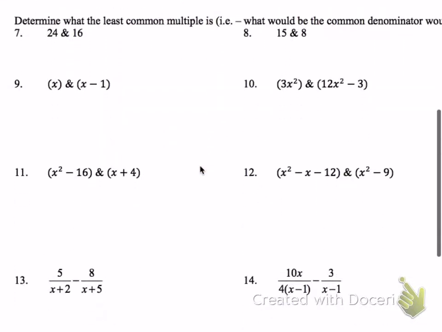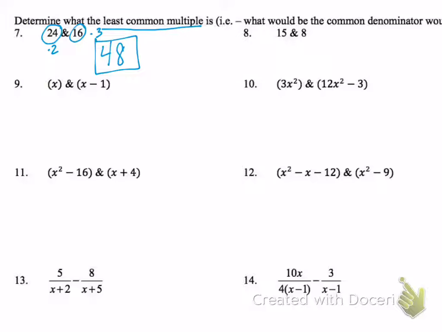So if we look at number 7 through 12, we're going to determine what their least common multiple is. What would the common denominator be if they were both on the denominator? So if we look at number 7, we have 24 and we have 16. What would their least common multiple be? If I could make them the same number, what would that be? And you can use your calculator too to try and figure that out. Between 24 and 16, they would both be 48 because I could take 24 times 2 and 16 times 3. And that's my least common multiple. So you're just trying to figure out what the common denominator would be.